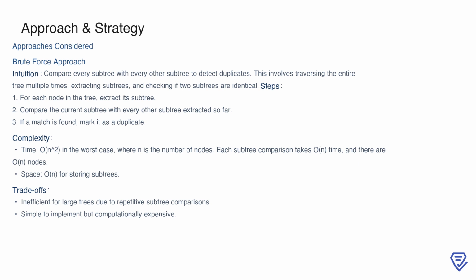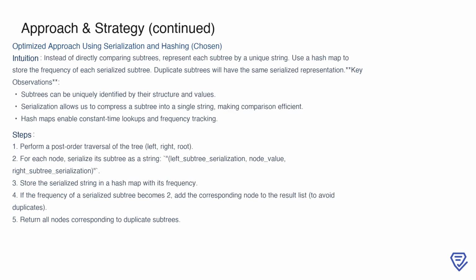Specifically, the time complexity can go up to n squared in the worst case, because we compare n subtrees, and each comparison itself takes n time. Additionally, the space requirement is n to store the extracted subtrees. While this method is simple to implement, it becomes highly inefficient for larger trees due to the repetitive comparisons that add significant overhead. To improve upon the brute force approach, we use an optimized strategy based on serialization and hashing. The key idea here is to represent each subtree as a unique string.